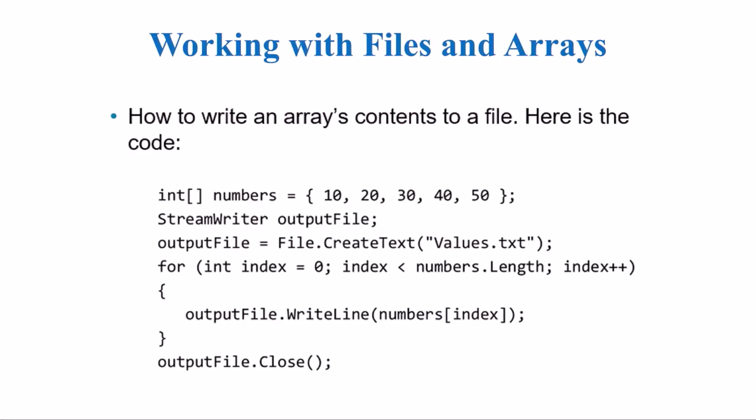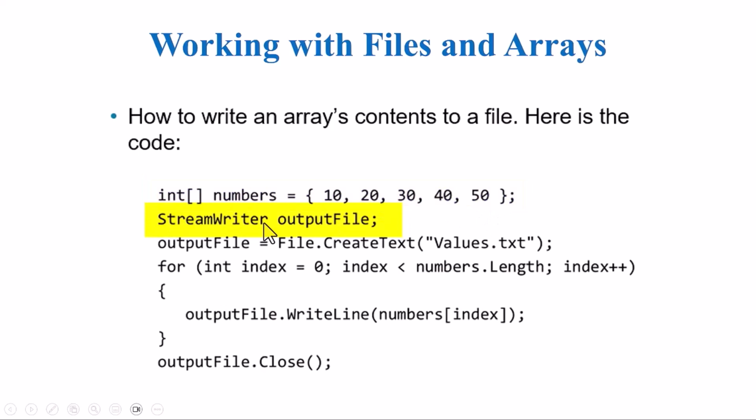On the screen right now, I've got basically how to write the array's contents to a file. And here's the code. Basically, it's a very simple structure. We'll do this in a program shortly. First, I have an integer array called numbers. And inside that array is 10, 20, 30, 40, 50. 5 numbers.